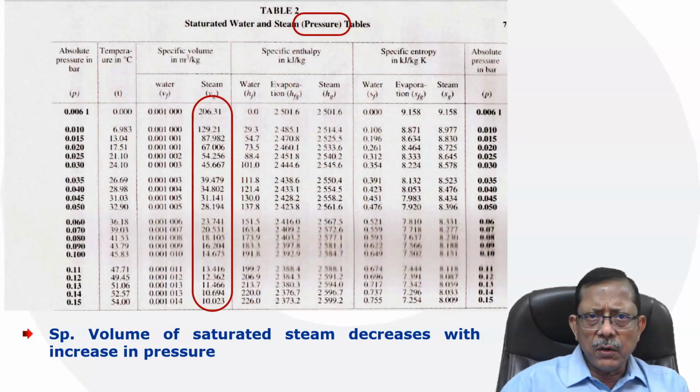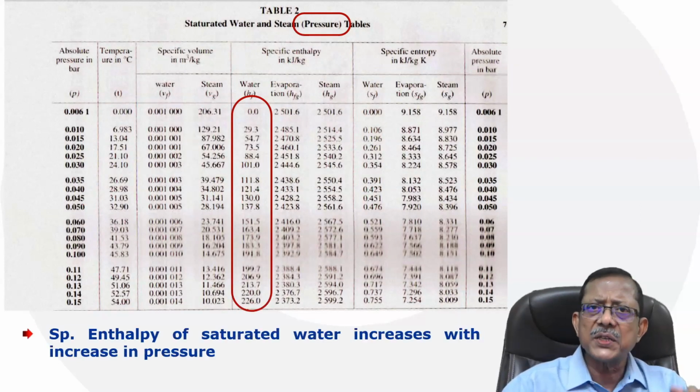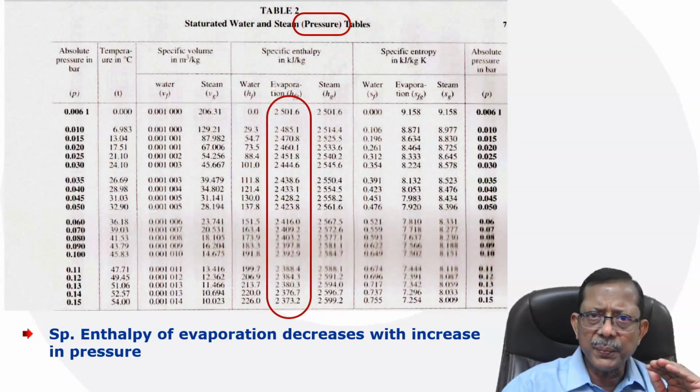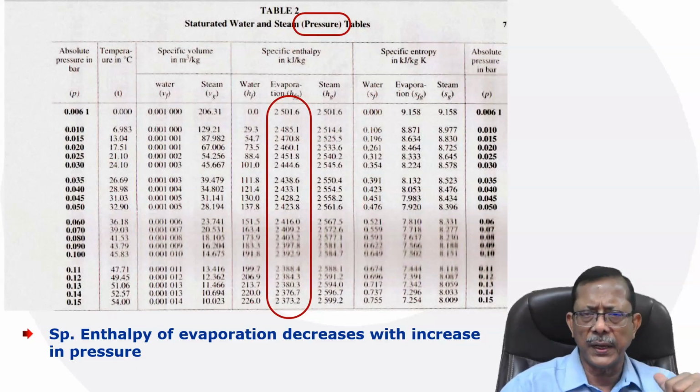The next three columns are the specific enthalpy columns. For specific enthalpy of water, with increase in pressure, the enthalpy of water is increasing. Higher the pressure, more would be the specific enthalpy of saturated water. But if you see the specific enthalpy of evaporation, with increase in pressure, the specific enthalpy of evaporation decreases. And it goes on decreasing, and at the critical pressure, it becomes zero.